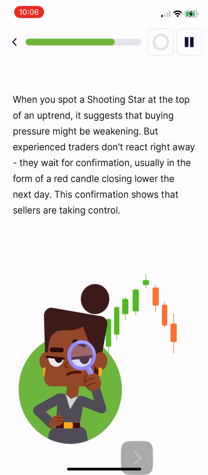When you spot a shooting star at the top of an uptrend, it suggests that buying pressure might be weakening. But experienced traders don't react right away. They wait for confirmation, usually in the form of a red candle closing lower the next day. This confirmation shows that sellers are taking control.